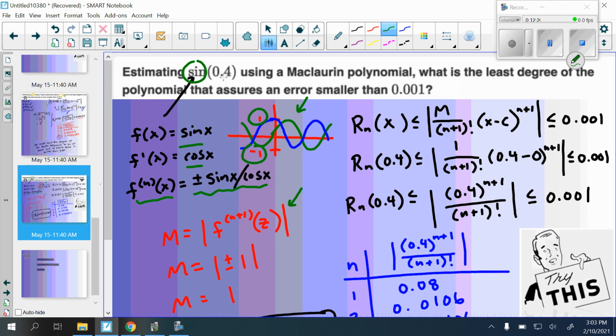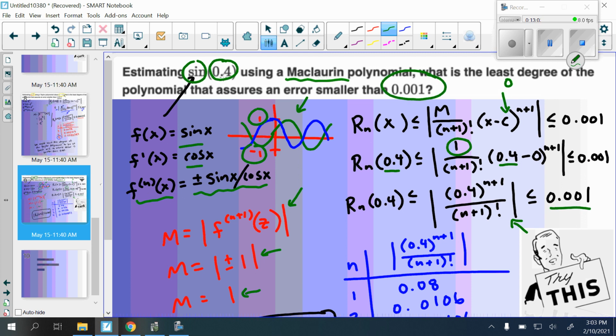So the biggest value of the n plus 1 derivative on either sine or cosine is going to come out to be plus or minus 1, which the absolute value of that is going to be 1. So our M value for our Lagrange error here is going to be 1. We know it's a Maclaurin one, so that tells us our value here is going to be centered at 0. And then we're trying to find it at 0.4. So 0.4 is our number we're putting in there.